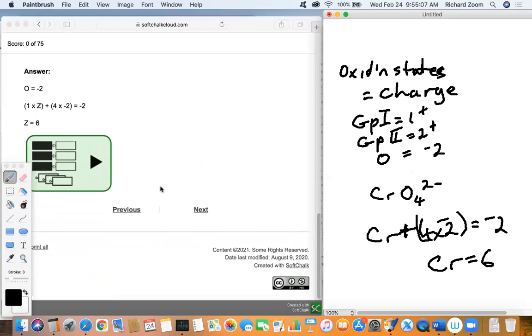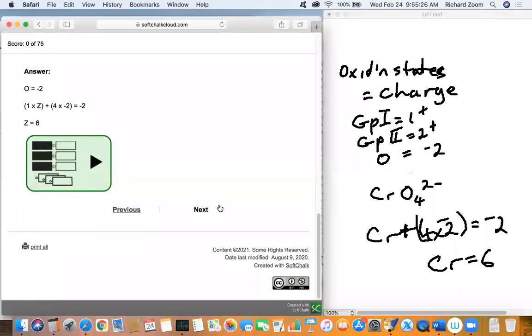So for the Cr, how did we get 6? Well, if you look, see how it's Cr minus 8, right? -2 plus 8 would be 6, just by moving the 8 over to the other side, Michael. Okay. Thank you. We're just doing a little algebra, all right?